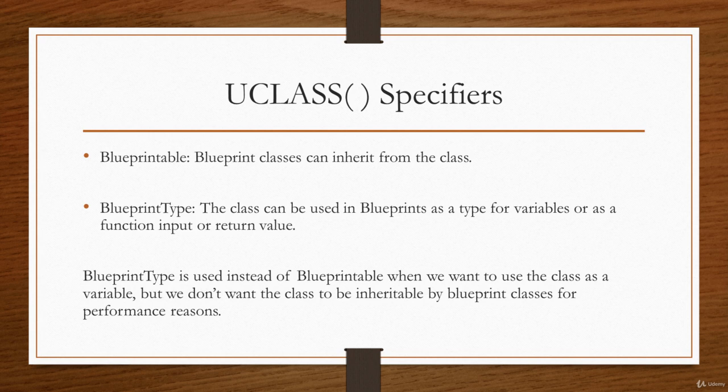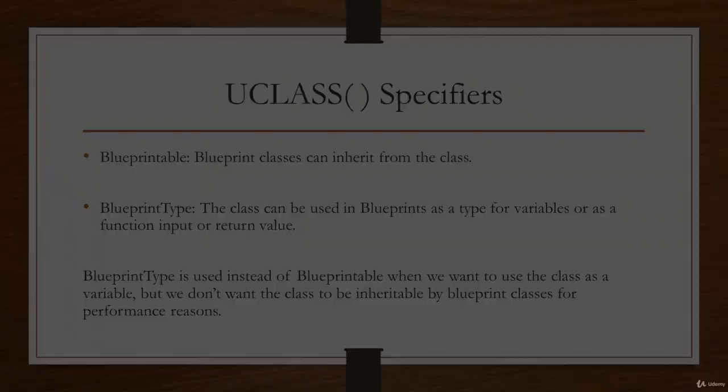So blueprint type is used instead of blueprintable when we want to use the class as a variable, but we don't want the class to be inheritable by blueprint classes for performance reasons. So we'll explore some of these ideas in the video. We'll also see later on in the video how we can actually instantiate a variable of some class type to create an object of that class. Okay, so let's jump in.